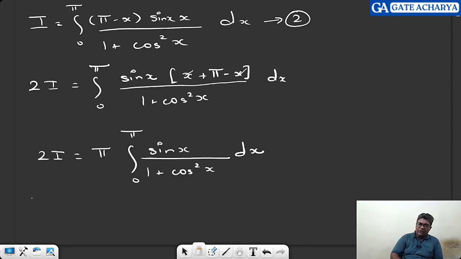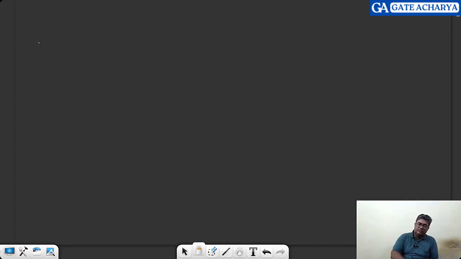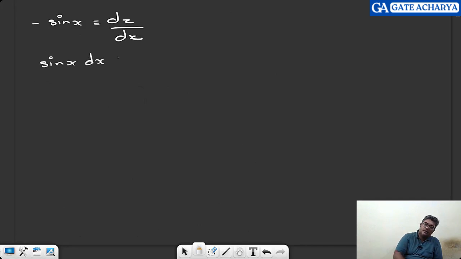Now there's a way to approach this. Let's say cos x is equal to some variable z. Cos x is equal to z. If cos x is z, minus sin x will be dz by dx. Or I can say that sin x dx, this entity, is equal to minus of dz.